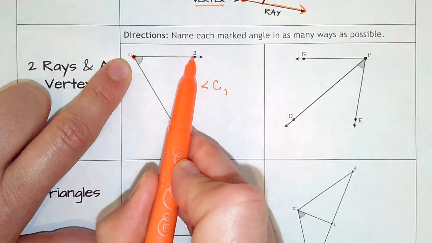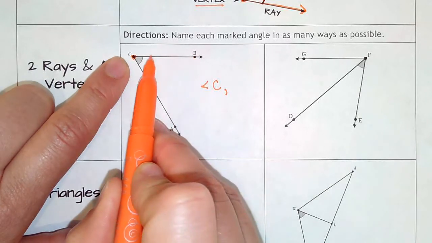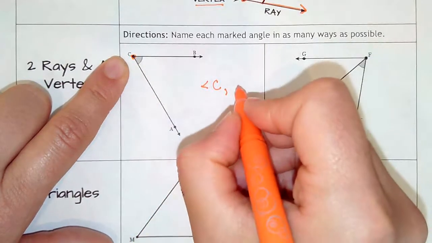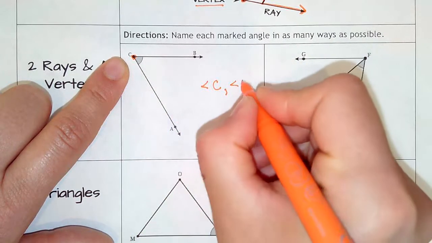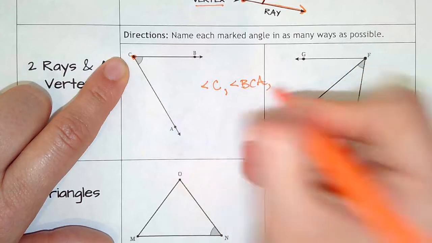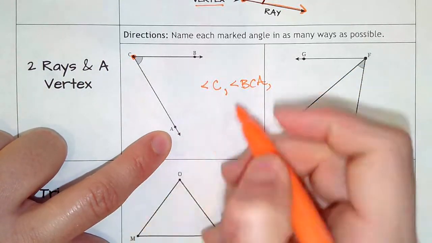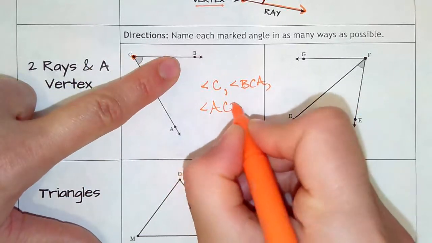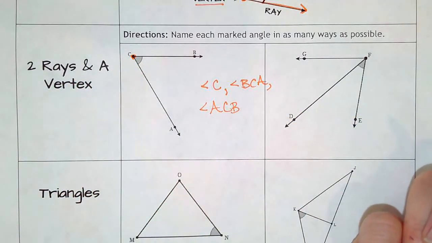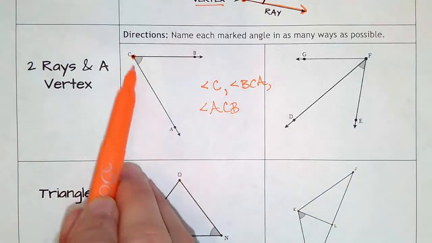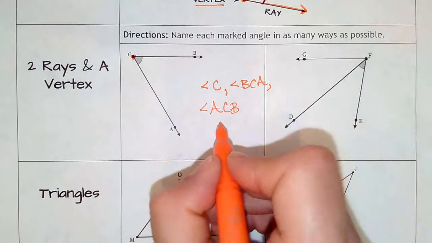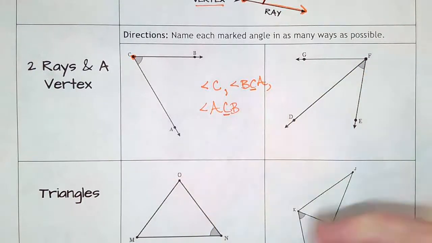So you would start at one ray, let's say B, then work your way to the vertex C, then end up at the other ray. So we could call this angle BCA. And then we could go the opposite direction. We could go A to the vertex C to B. Those are the only 3 options for this angle. You never want to give 2 letters because if you did, you'd just be talking about a ray and not an angle. Okay? And see how the middle letter is going to be your vertex.